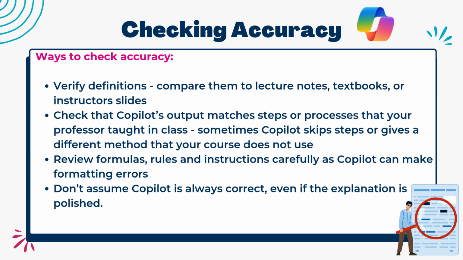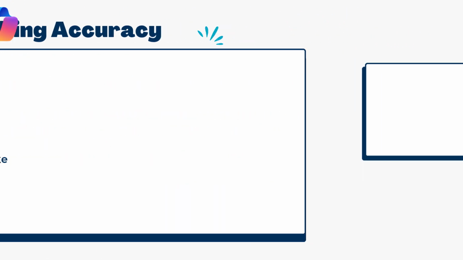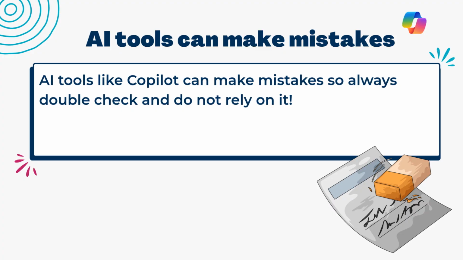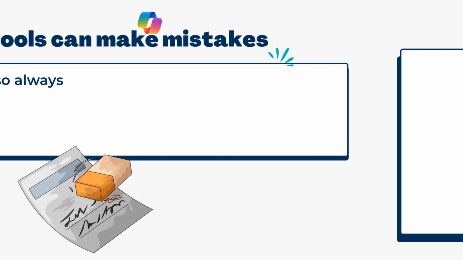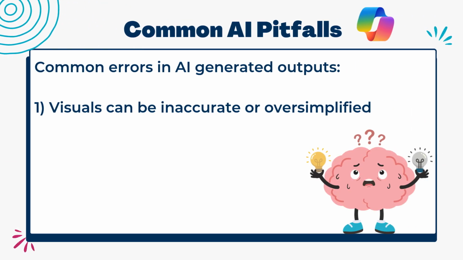Review formulas, rules, and instructions carefully, as Copilot can make formatting errors. Don't assume that Copilot is always correct, even if the explanation sounds polished. In short, AI tools like Copilot can make mistakes, so always double-check and do not rely on it. Let's go over some common errors that show up in AI-generated outputs.